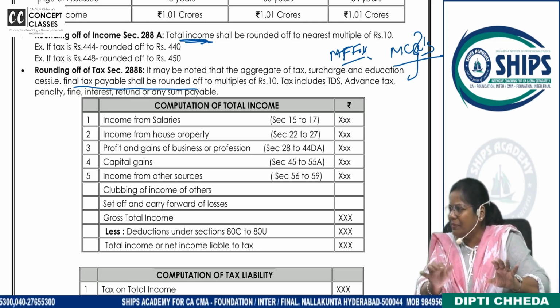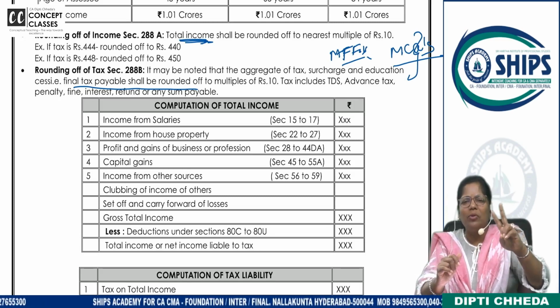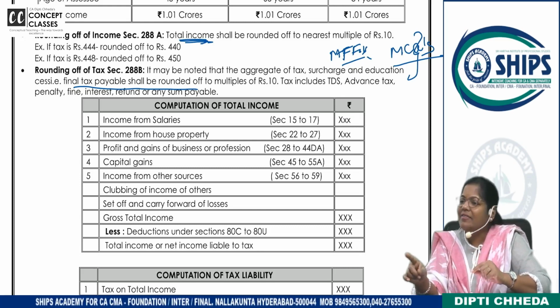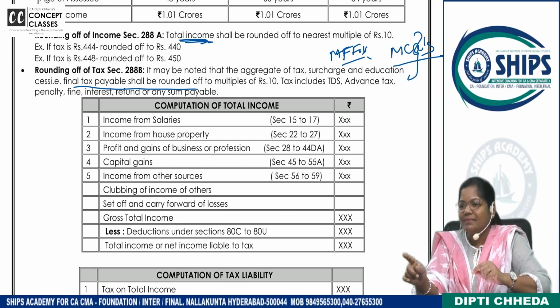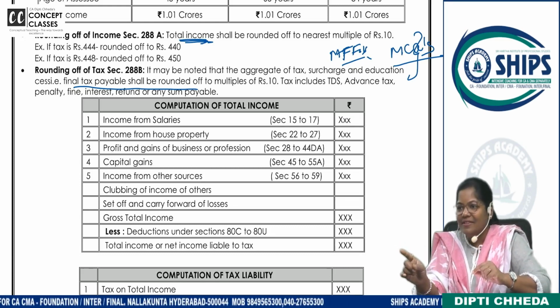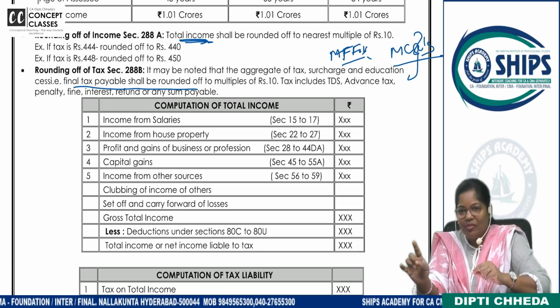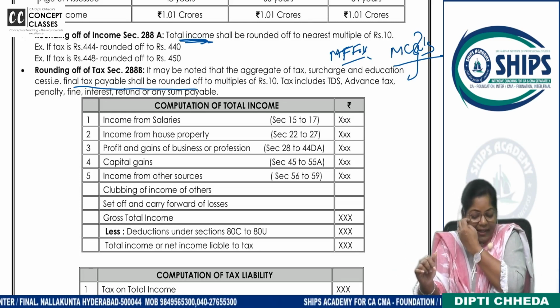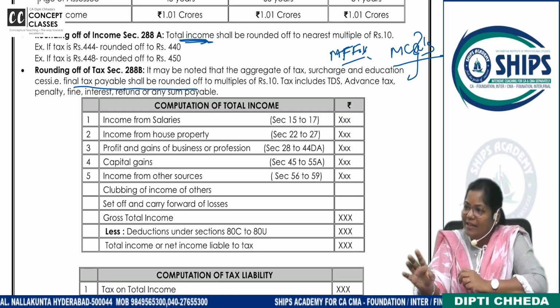This is one of it. 288 and 288B. Ma'am, you taught us both together and we jumbled. अब वो jumble तो नहीं होना है. First income will come or tax will come? The first which one will come? Section 288. For what? Total income. अच्छा, 288A and then 288B for.